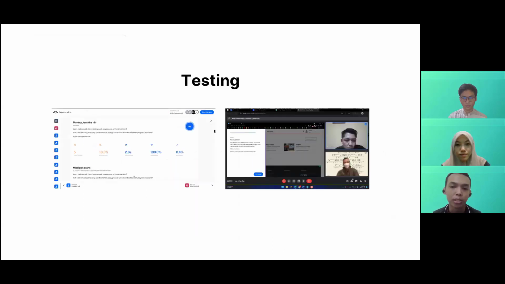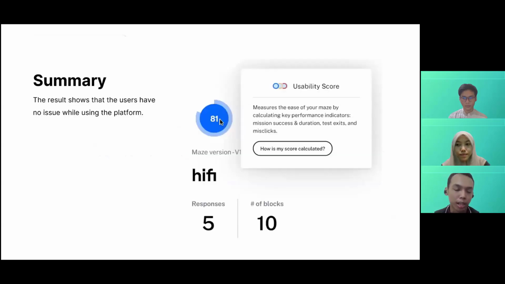We conducted user testing to validate whether our product is acceptable to potential users. And we got the conclusion that the result shows that users have no issue while using the product.